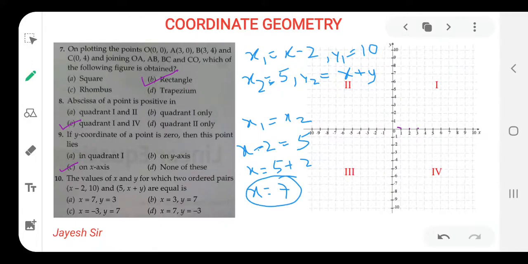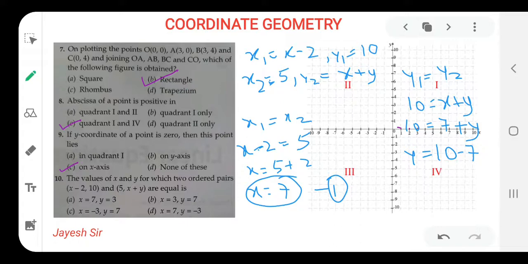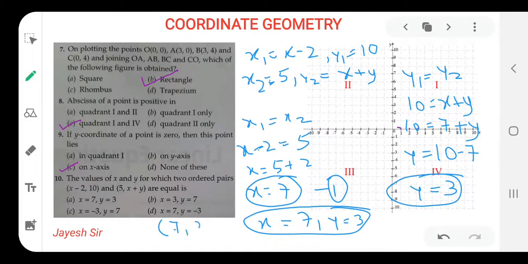I hope you all are getting it, friends. Similarly, for y1 equals y2, I am writing over here y1 equals y2. The y1 value is 10 and y2 equals x plus y. But the value of x we know from equation number 1. We are putting the value of x, that is 7, and y as it is. Now y equals 10 minus 7, so the value of y we are getting is 3. From that we can say x equals 7, y equals 3. As a coordinate we are finding 7 comma 3. So let us see which is our correct option. I think the correct option is option number A, and that was the easier type of sum.